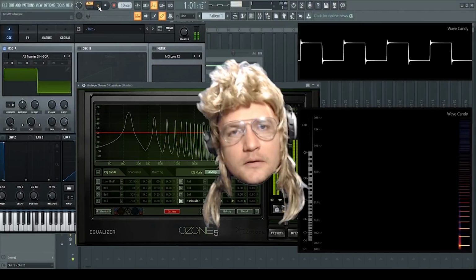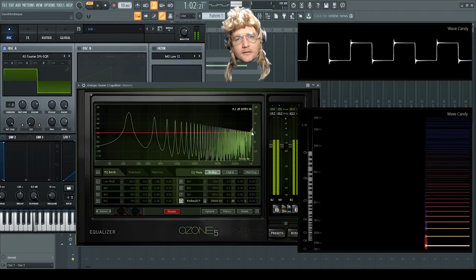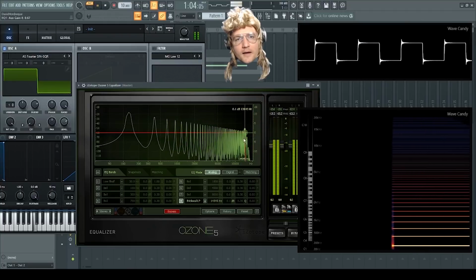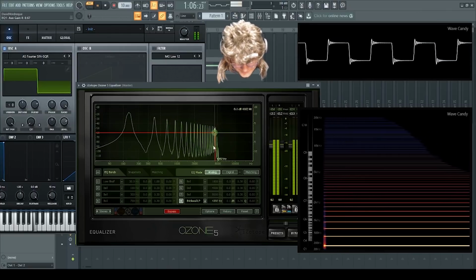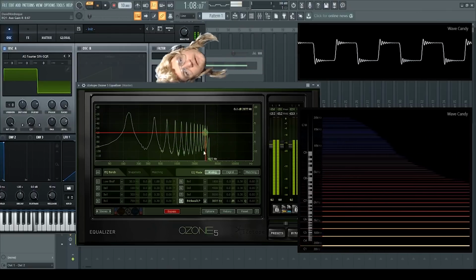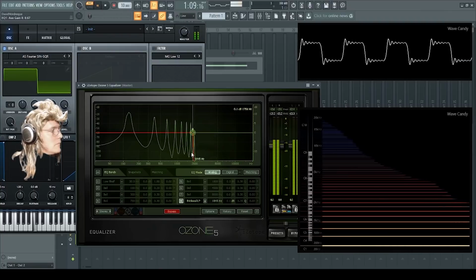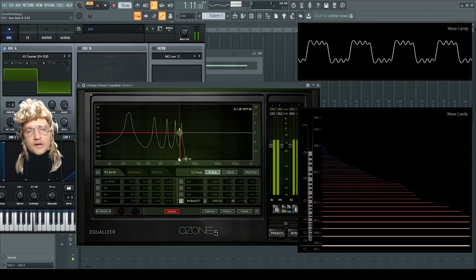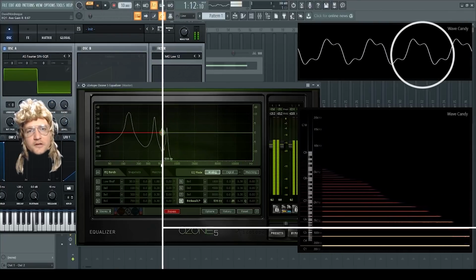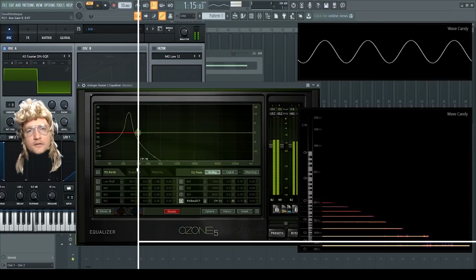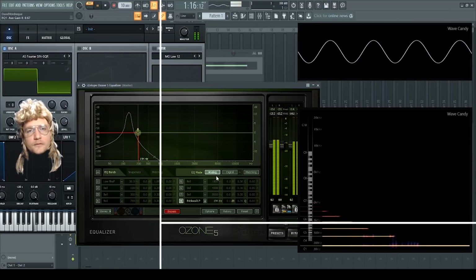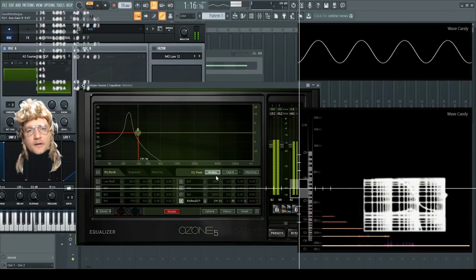Okay, let's use a filter to filter out those harmonics of the square wave and turn the square wave into a sine wave. As I bring the filter lower, you see the shape of the wave changing back to a sine wave. Really? Wow. Because the harmonics are getting removed. Now we just have the sine wave.